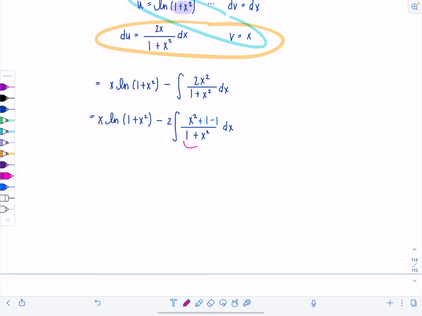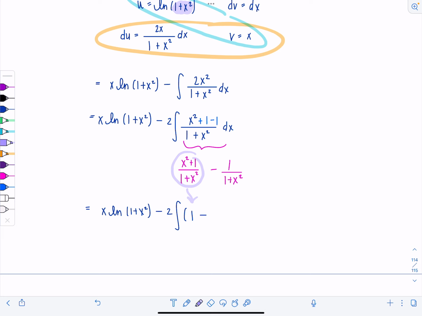So since we have x squared plus 1 over 1 plus x squared minus that other 1 that I added in over 1 plus x squared, then those can simplify. So now watch. I'm just going to rewrite x ln 1 plus x squared out here minus 2 integral of, this is just 1. That's a 1. Minus, no, you don't do anything with this guy. You should already kind of recognize, ooh, I know his antiderivative. Oh, fabulous. 1 over 1 plus x squared dx.